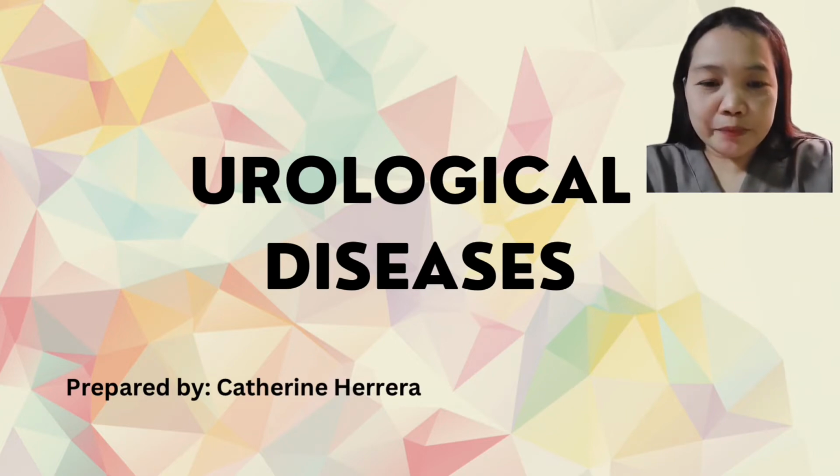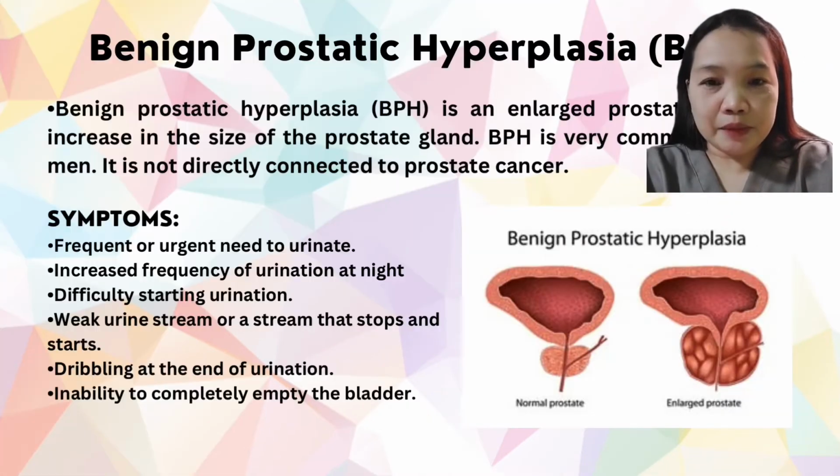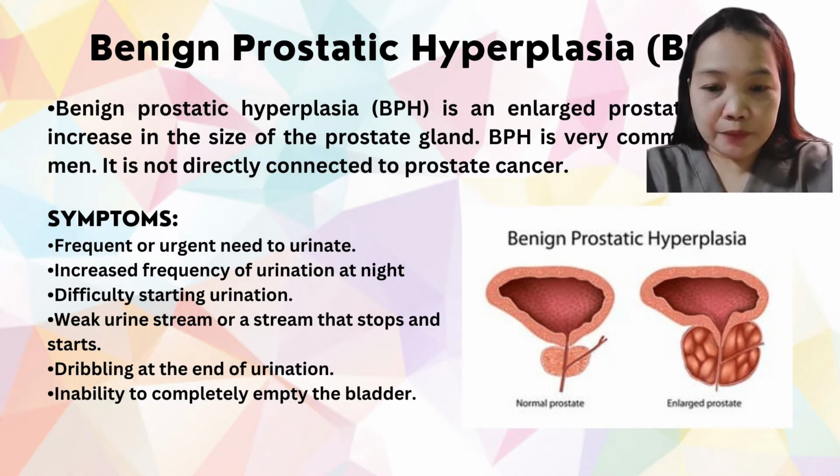Urological disorder refers to the broad range of ailments that are all connected to the filtering and removal of urine from the body. Number 1 is benign prostatic hyperplasia, or BPH. It refers to the enlargement of the prostate. It is very common in elderly men. Symptoms are a frequent or urgent need to urinate, increased frequency of urination at night, difficulty starting urination, and dribbling at the end of urination.